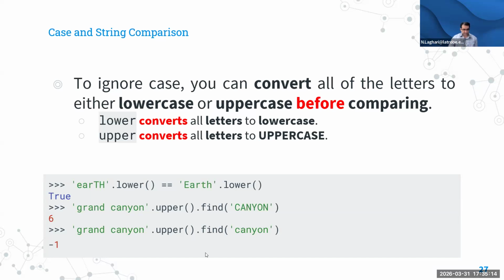So Grand Canyon upper, and you say find Canyon in that, so it finds that it is on 6. The Grand Canyon upper, and you say find lower Canyon, so it won't be finding that. Okay.